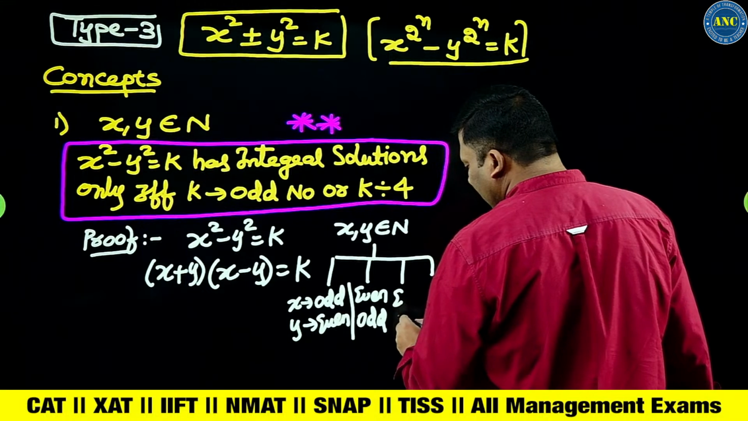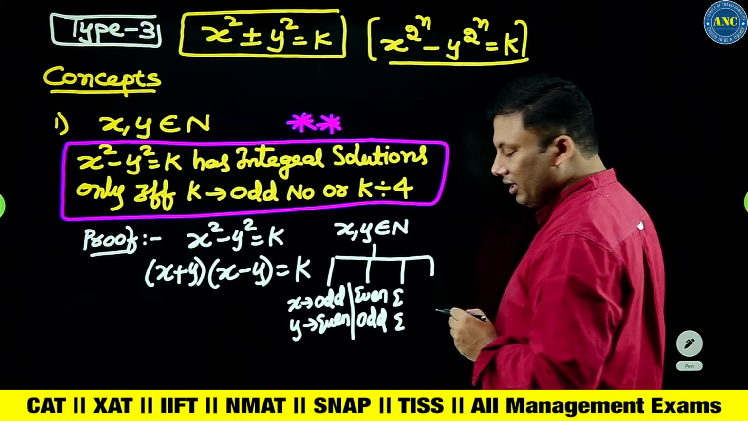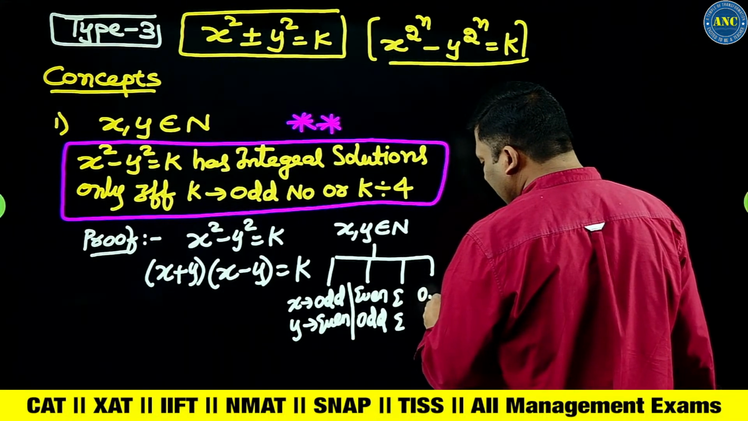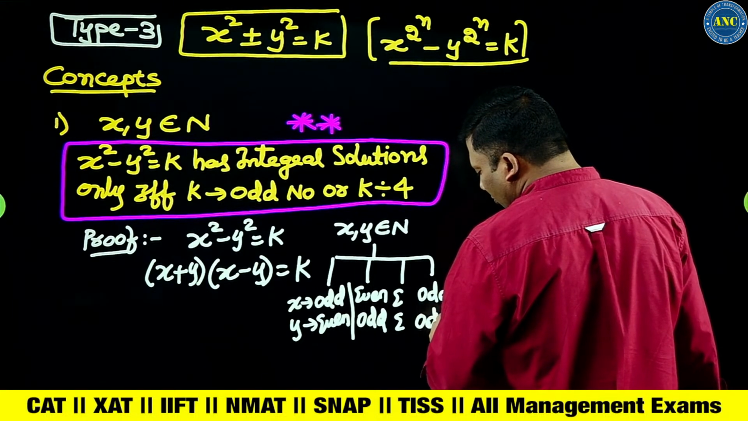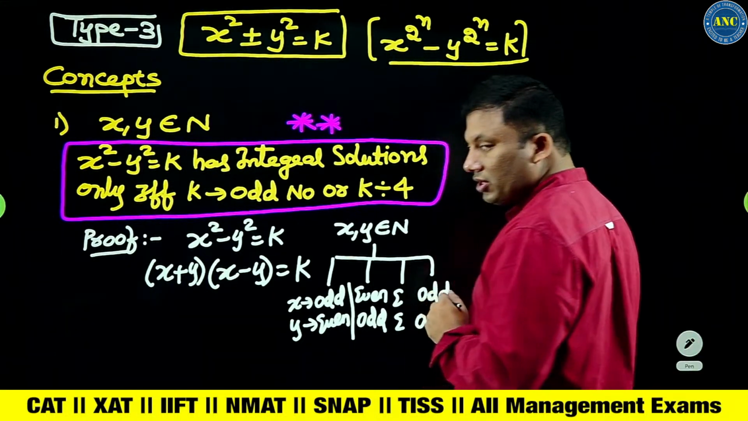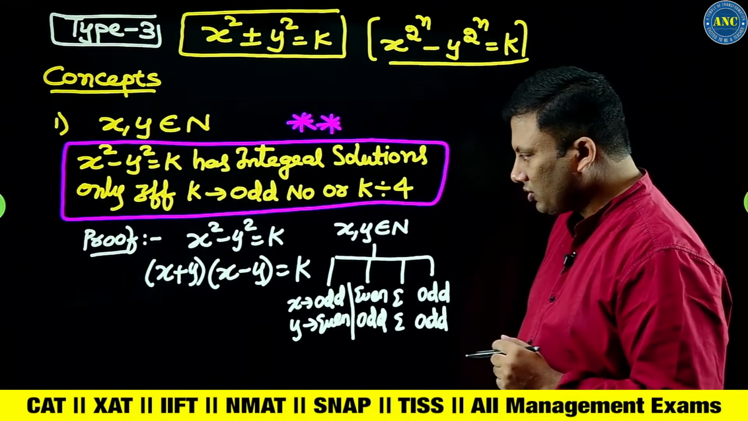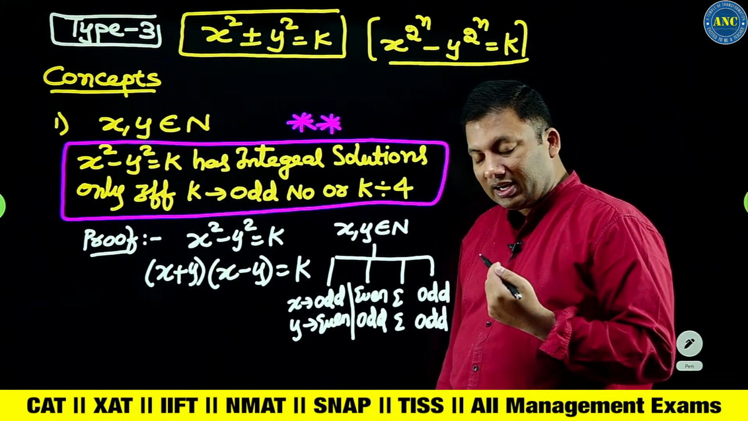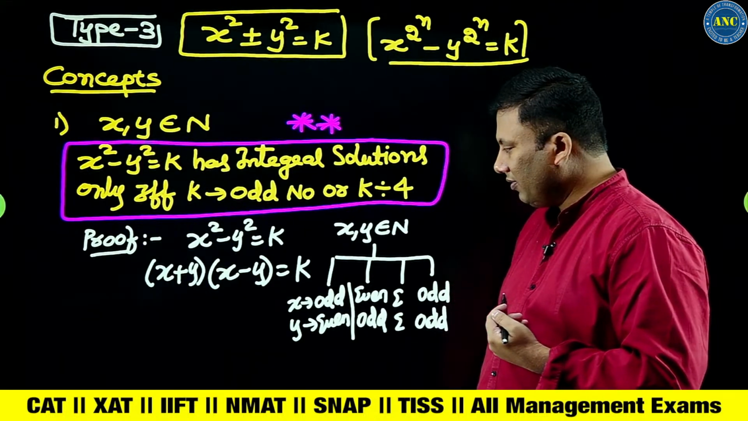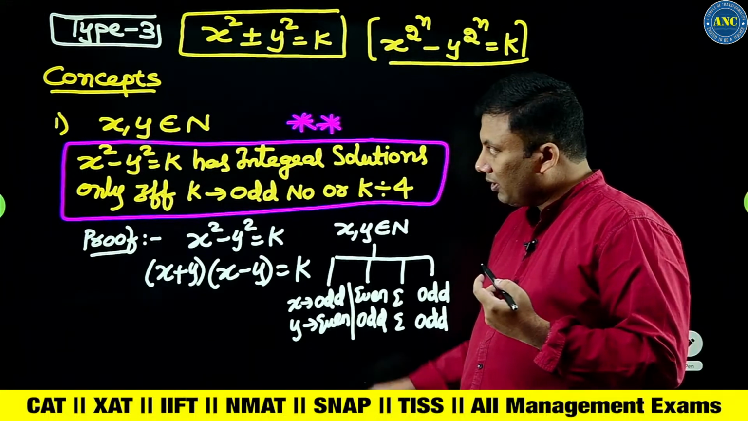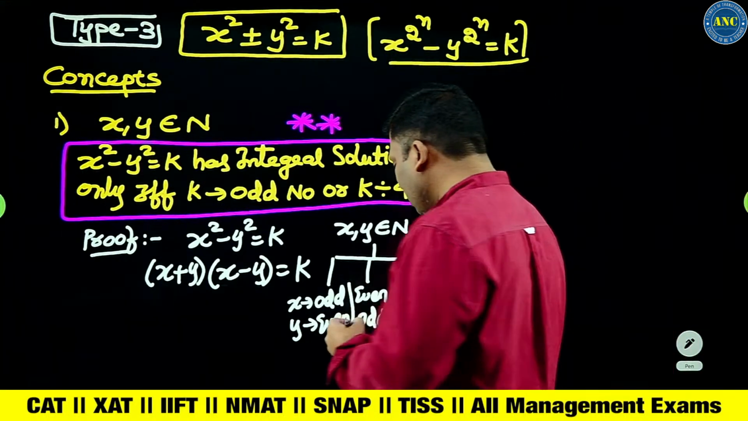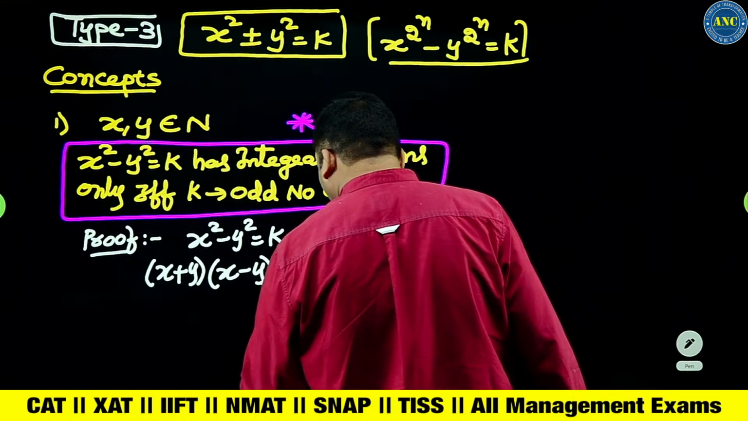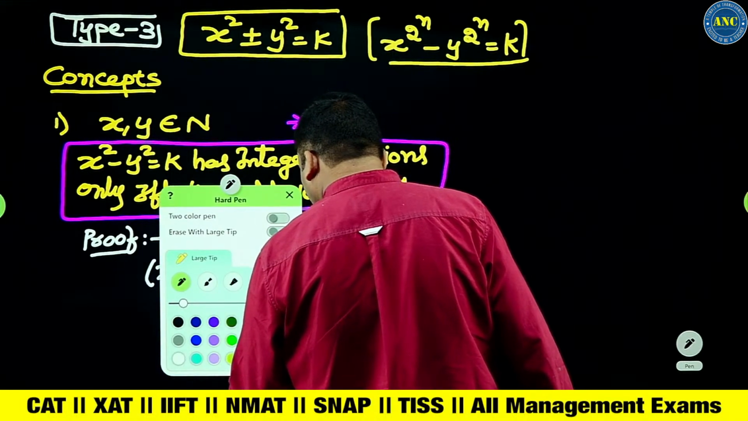X can be an even number, y can be an even number. X can be an odd number and y can be an odd number. Both of them can be even numbers, both of them can be odd numbers. One can be even, another can be odd. Why? Because the condition is x and y are natural numbers. Now if you apply this condition, you will get the answer.